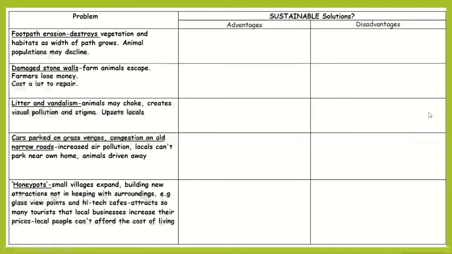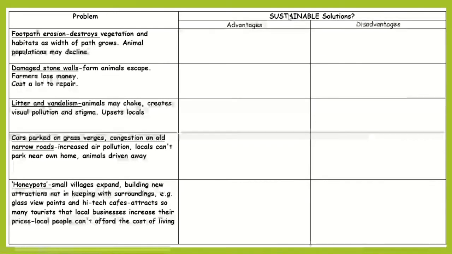Okay, so what we're going to look at now is how can we allow people to still visit a national park, but in a way that doesn't cause the damage we were talking about earlier. So you've got here the problems that I spoke about previously. Okay, there's your footpath erosion, damaged stone walls, litter, cars parking everywhere, and traffic congestion and honeypots.